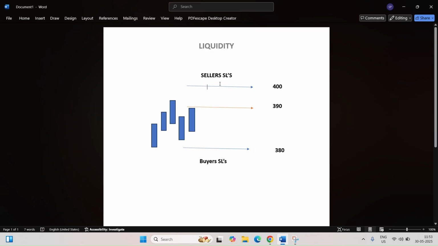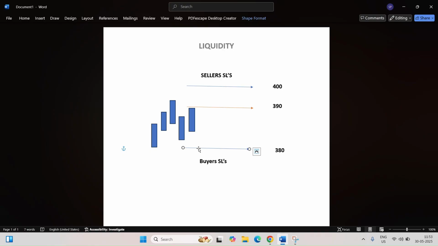Now at 400, whose orders will be punched in? Orders will be punched in by sellers, like the SLs will be punched in at the price level of 400, and the buyers' SLs will be below, at 380. Some must have bought and some must have sold here. The ones who have sold, their SLs will be at 400. The ones who have bought, their SLs will be at 380. Now the market has to decide whose SLs it has to hunt. This SL hunting basically gives you high probability breakout and breakdown setups.